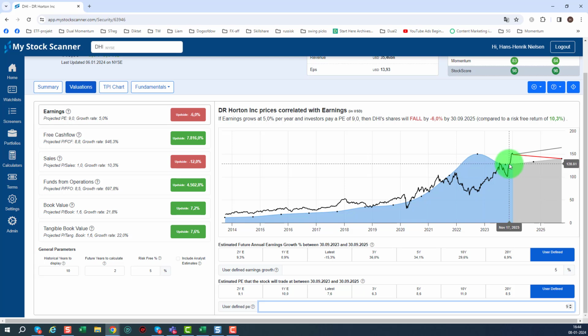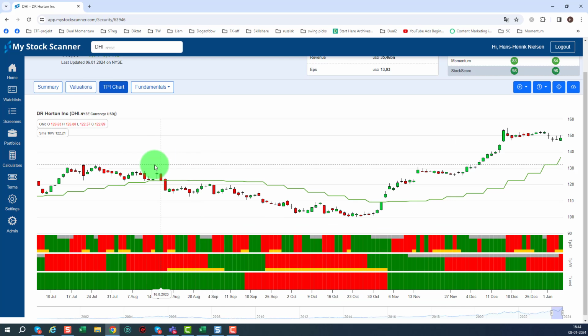But let's have a look at why I actually bought it, because this was for my a bit more long-term portfolio, where I also use options. So I went into the TPI chart. This was here in November, I think it was around here. Yes, just below 130. What I looked at was basically that we had a long-term green uptrend down here, and at the point where I bought it, we also had a weekly uptrend.